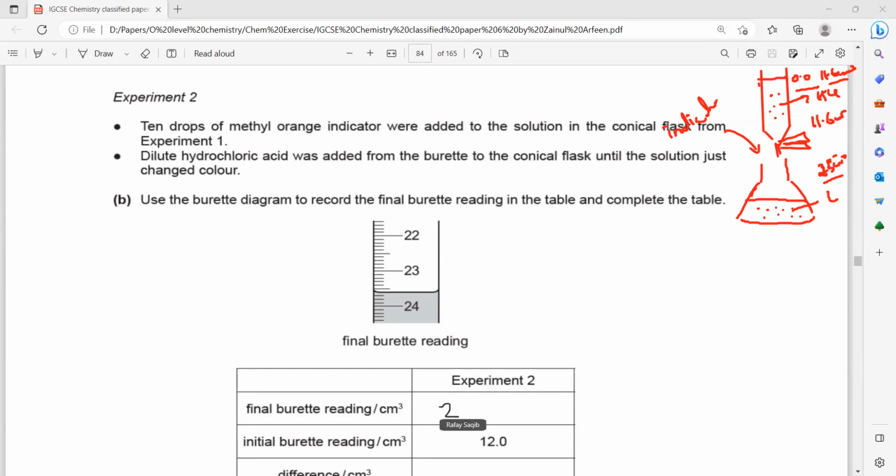Ten drops of methyl orange were used as an indicator, and experiment 1 was repeated. Dilute hydrochloric acid was added until the solution shows a color change. Use the burette reading. So that is 23.6. And how much is the difference? So 11.6 is the difference. So the same amount is needed, 11.6.